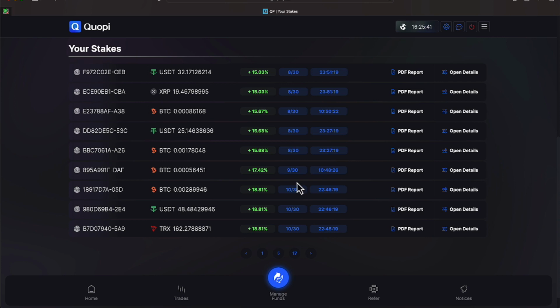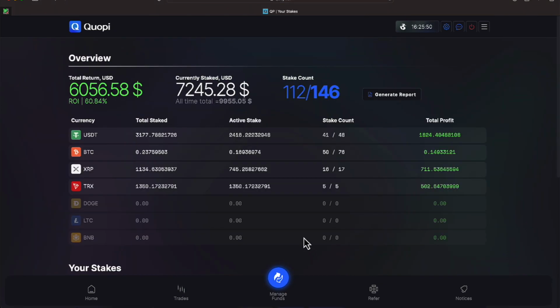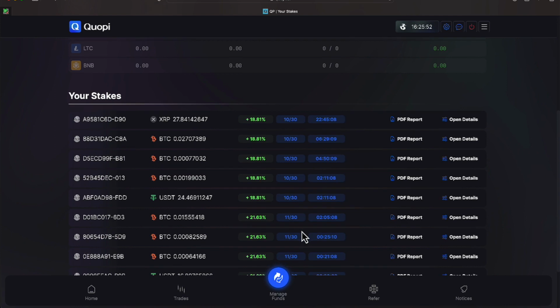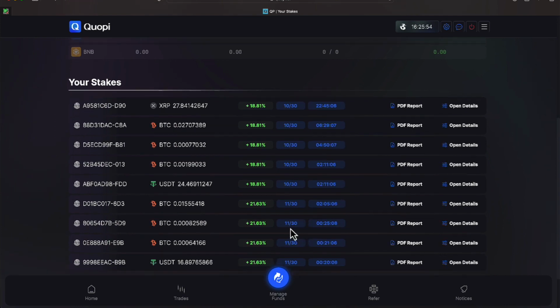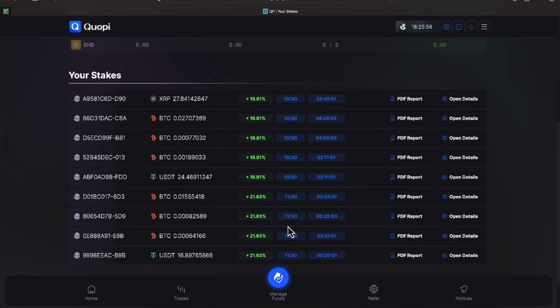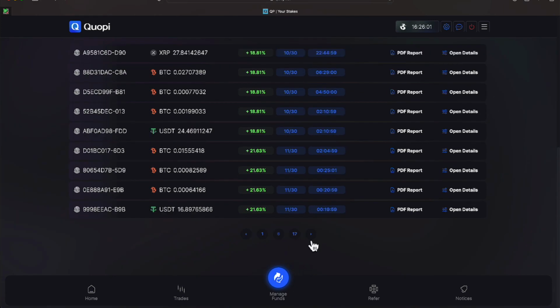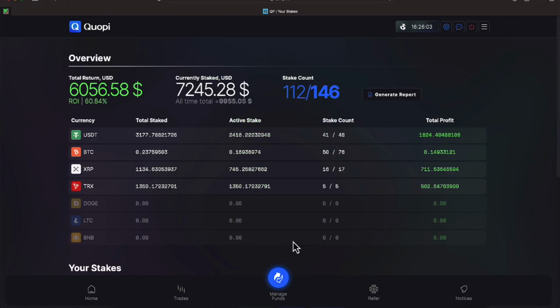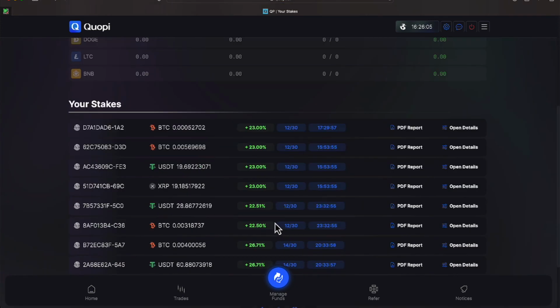6.67. And on 9 trading days, Quopi has achieved a 17.42. And on 10 trading days, everyone, Quopi has achieved an 18.81%. And on 11 trading days, Quopi has jumped into the 20s with a 21.63% return on 11 trading days. Again, all stakes are 30 days.